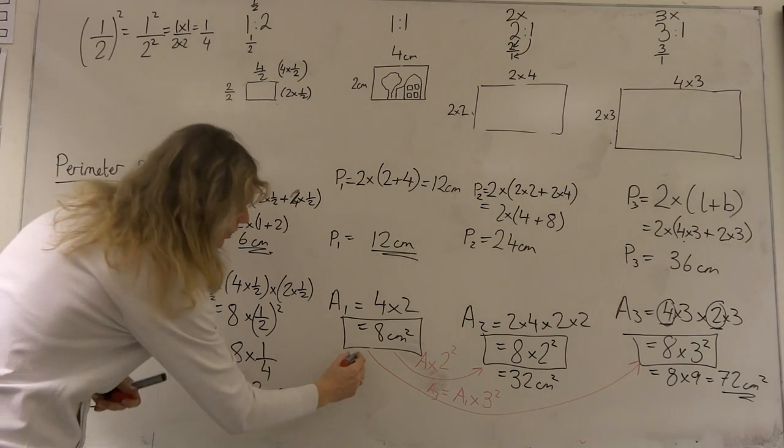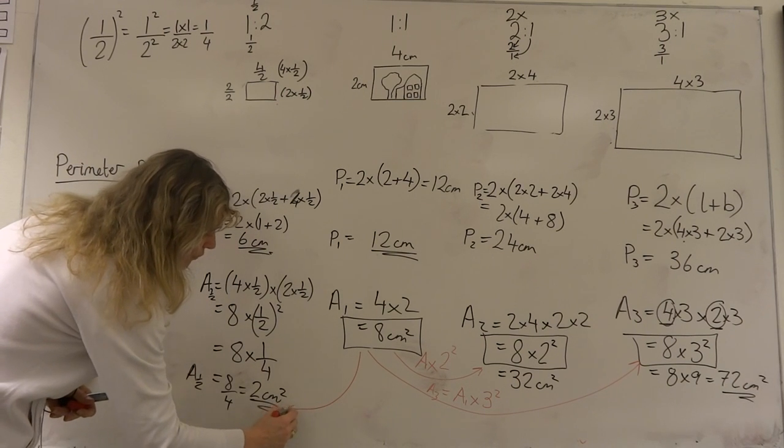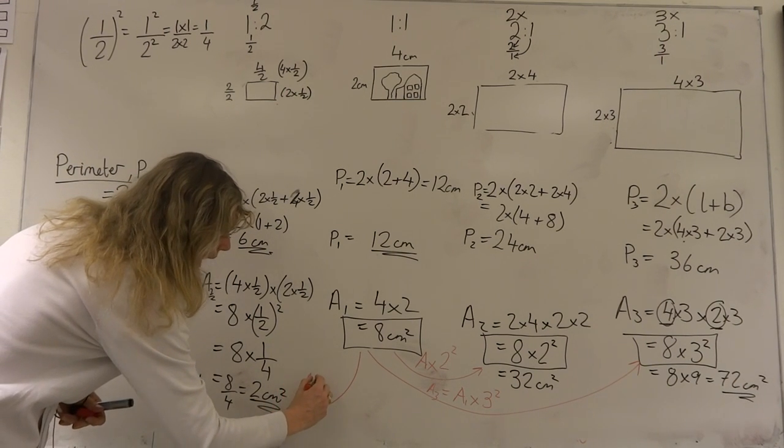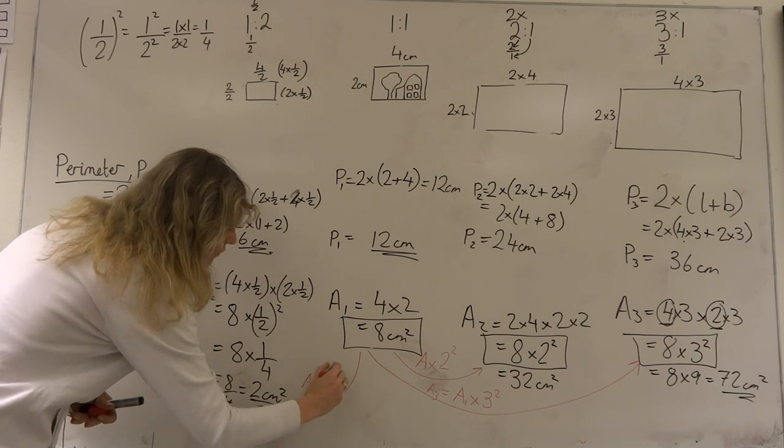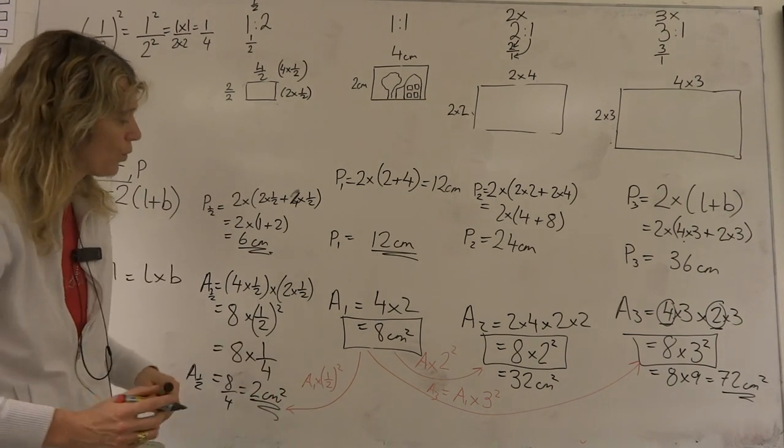And what we're doing here then is going from our original A1 and multiplying it by the scale that we're taking, a half squared. So a half squared is a quarter.